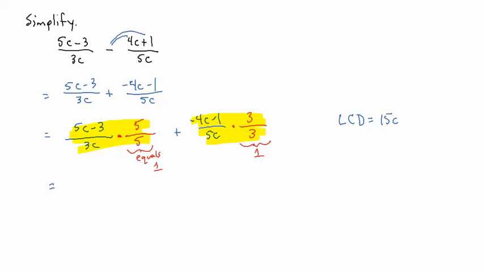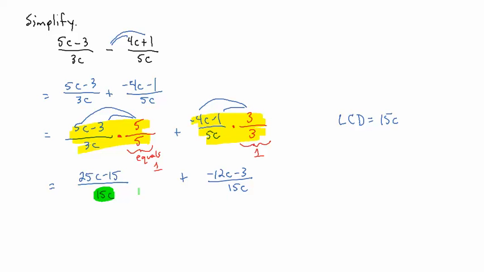So I've got 5c minus 3 times 5, which means this 5 will distribute, giving us 25c minus 15, all over 15c. Plus, my second fraction, multiplying my numerators, gives me negative 12c minus 3 over 15c.